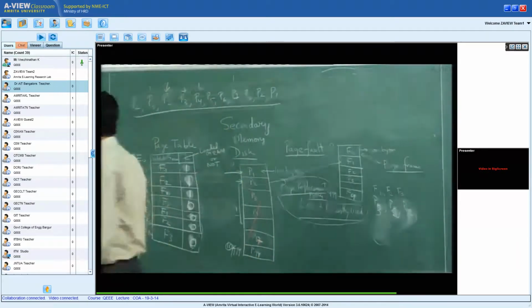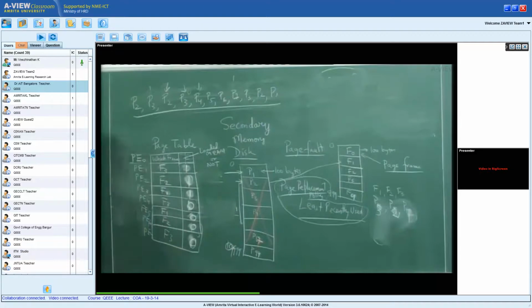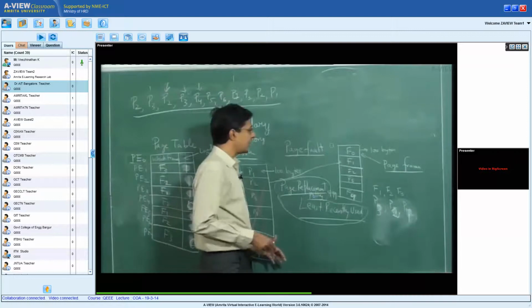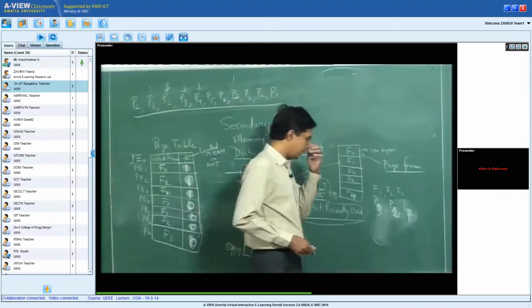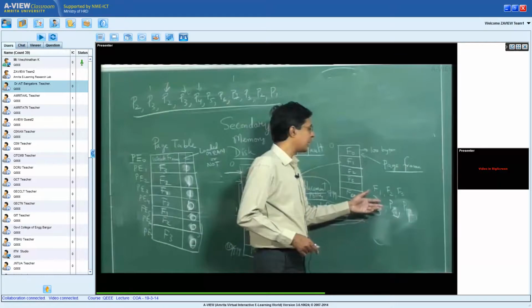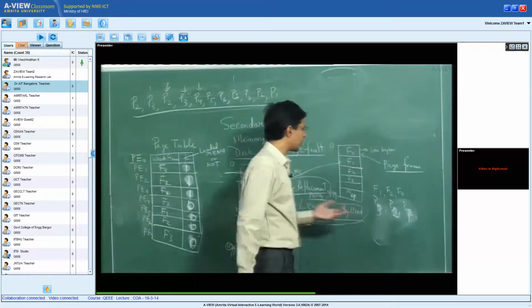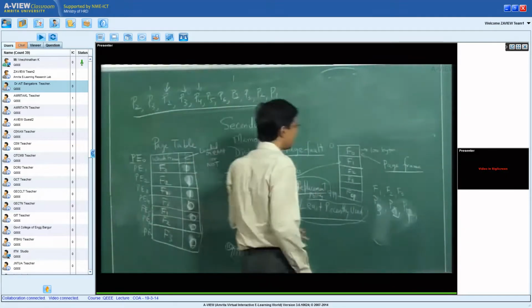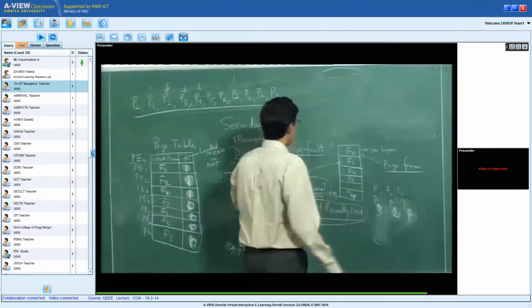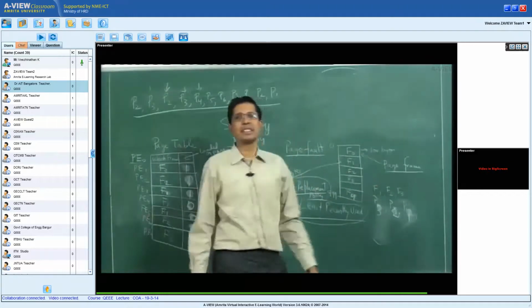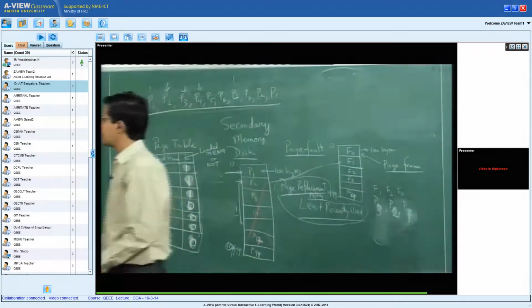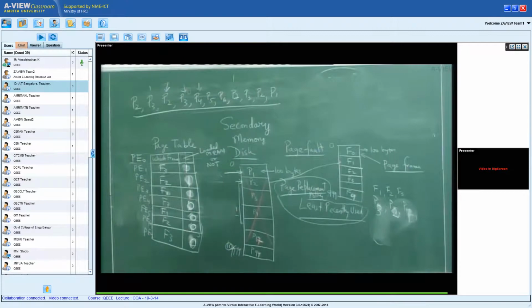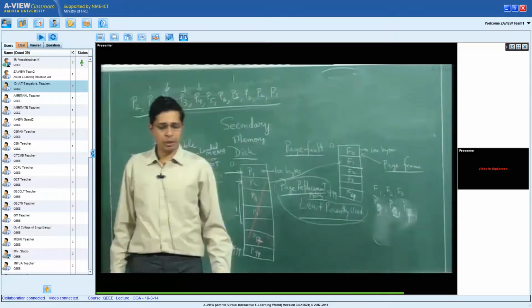So this is how we could execute a program which is twice the size of the memory. I had a program which was 8 pages, P1 to P7 and more, and I could execute it using just 3 frames. Okay, so with this I stop today. This is the basic concept of virtual memory. I now open up for questions.